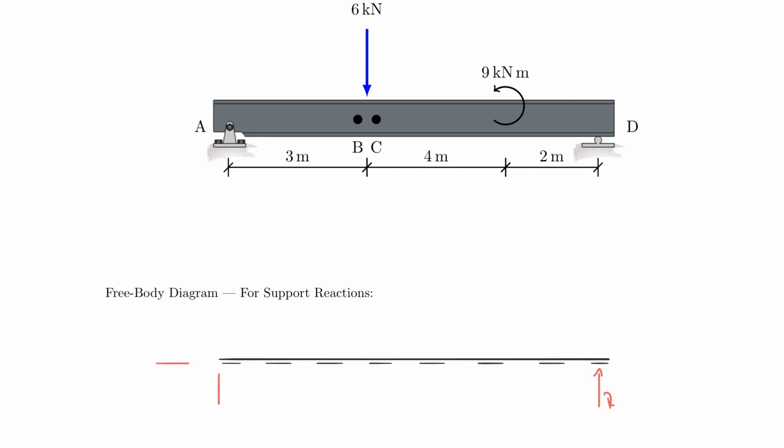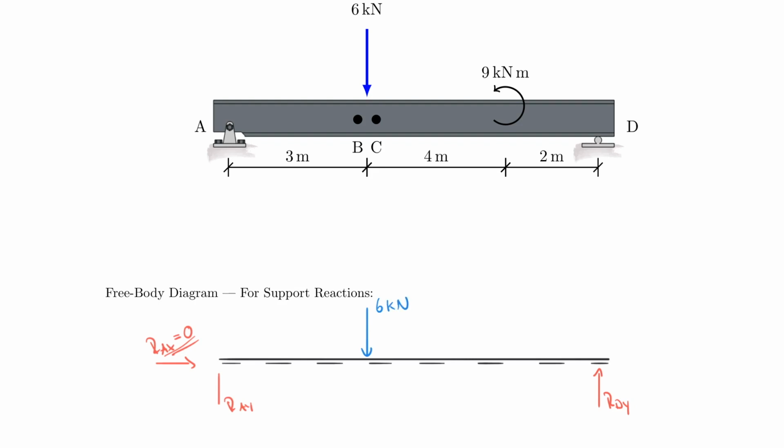And I'm going to call this RDY, RAY, and RAX. And we can already say that this is equal to 0, so this is done. But I have to now bring down my forces here. And this is the 6 kilonewton.